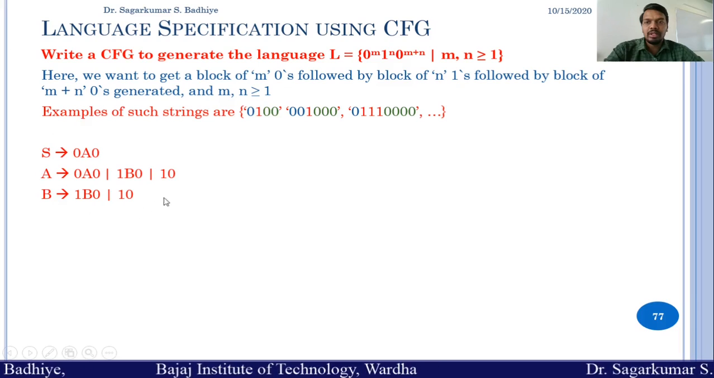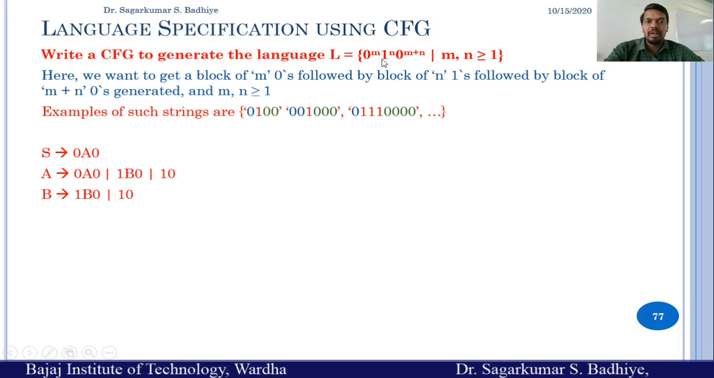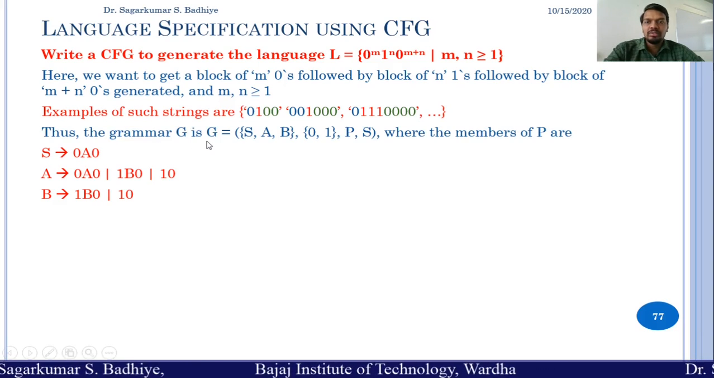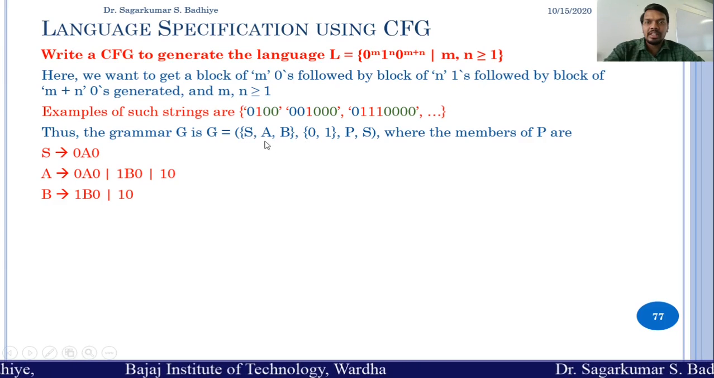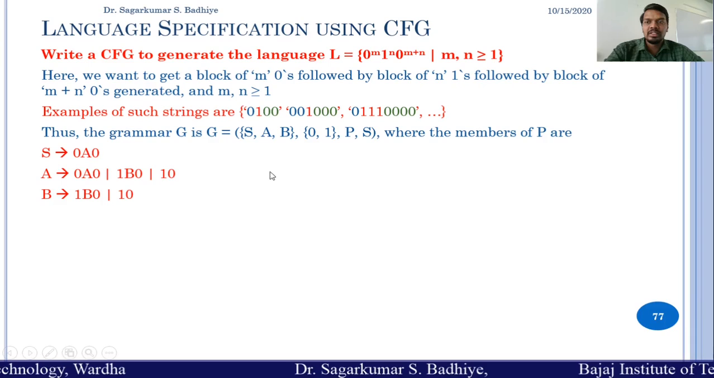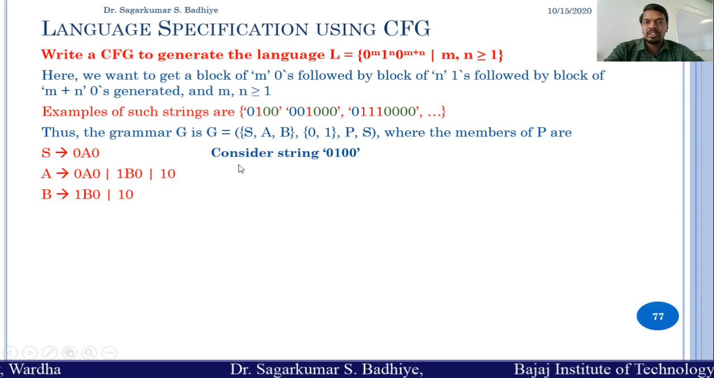So this particular set of production rules would generate the language 0 power m, 1 power n, 0 power m plus n, such that the values of m and n are greater than or equal to 1. The grammar for this would be represented as G equals set of non-terminals S, A, B, set of terminals 0, 1, set of production rules P represented by this set of productions, and S as the start symbol, right?